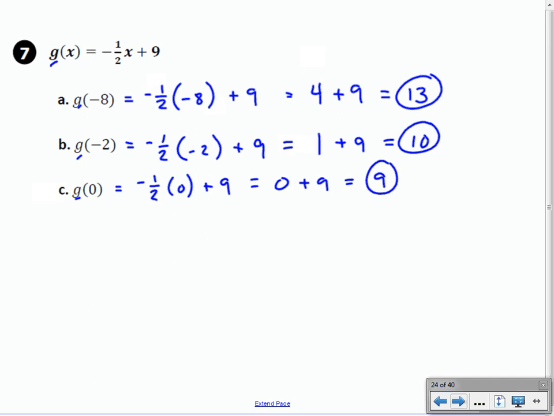So that's all evaluating is. It's substituting in a value for x, and then using your order of operations to simplify. So again, I'm going to repeat myself a lot here, we're finding the y value at a particular x value for this given function.